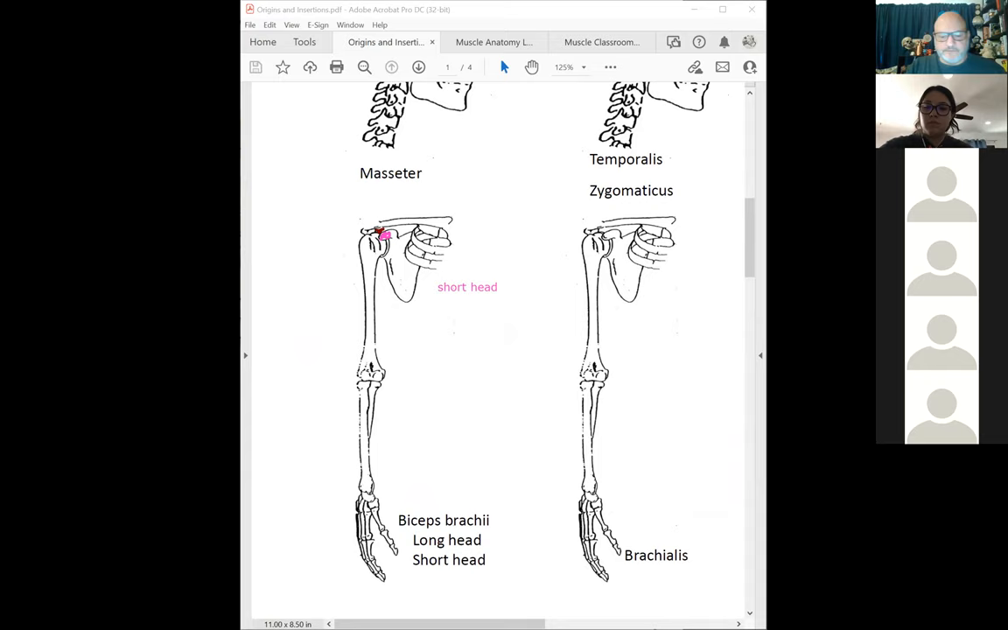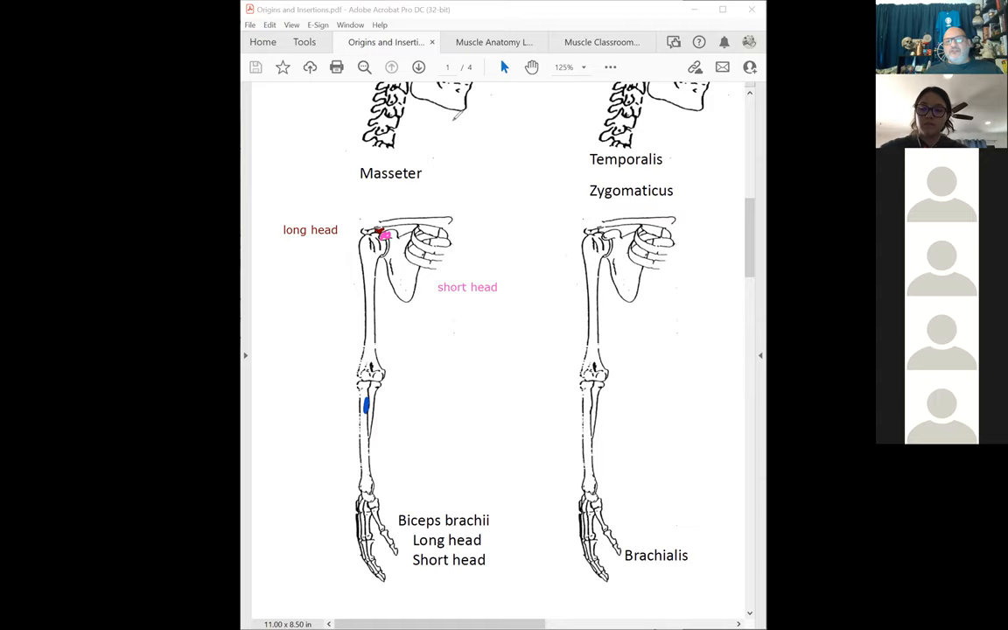Excellent. Two bellies, two heads, two origins, but how many insertions? One. And what is the one insertion for the biceps brachii? The common tendon into the radial tuberosity. Right, and again, all we have to put is radial tuberosity. The common tendon is just there to remind you that while they have two separate origins, they come together into a single tendon, into a single insertion point. So there's nothing wrong with saying common tendon, but you don't have to learn common tendon. It's just a reminder that they come together into the same insertion.